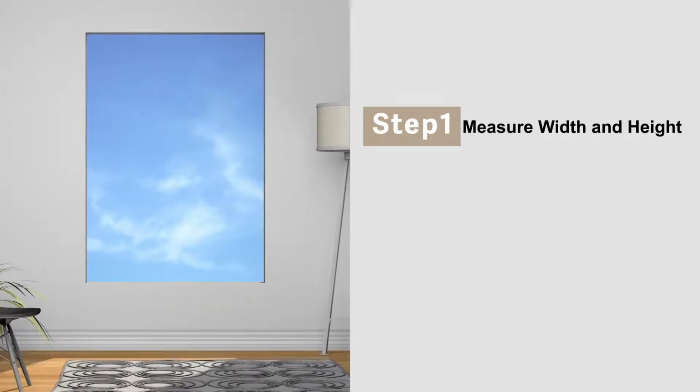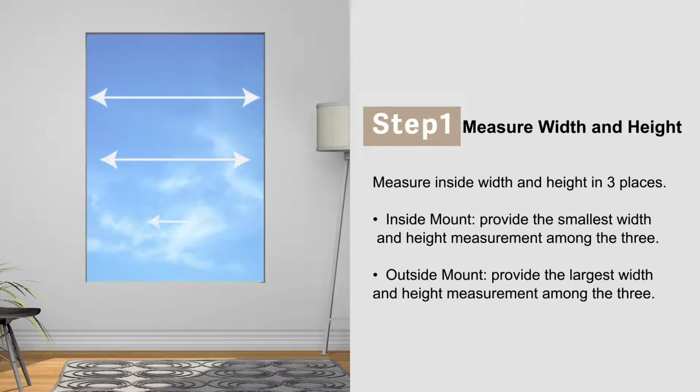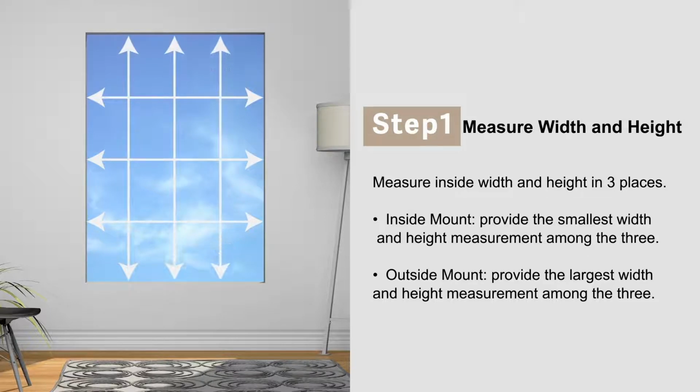Measure width and height. Measure inside width and height in 3 places. Inside mount, provide the smallest width and height measurement among the 3. Outside mount, provide the largest width and height measurement among the 3. Note, the measurements need to be in inches.